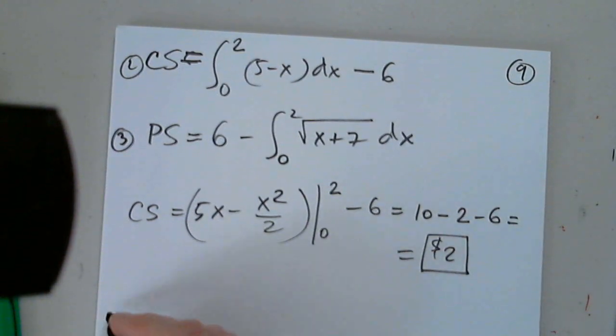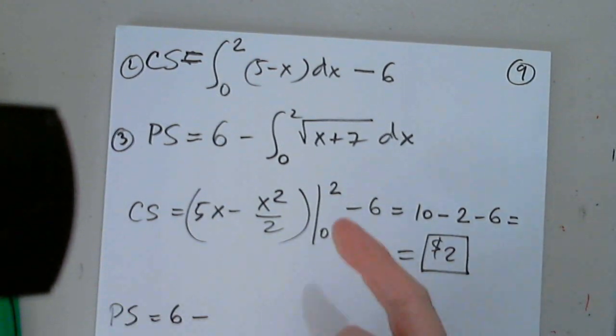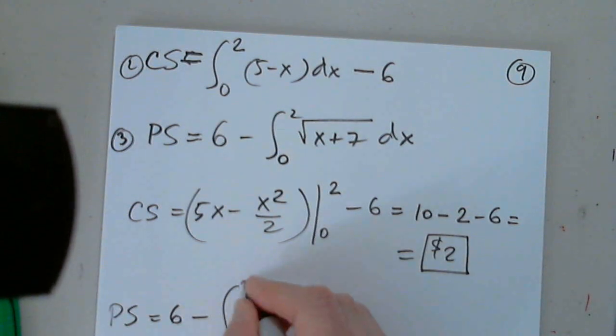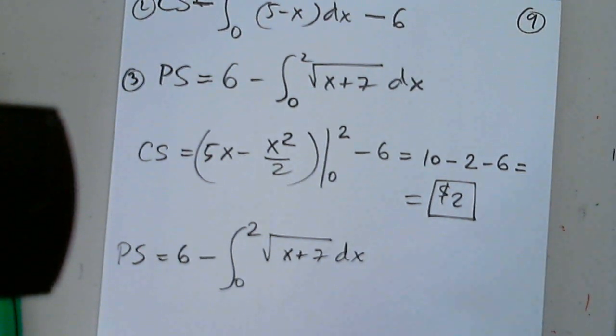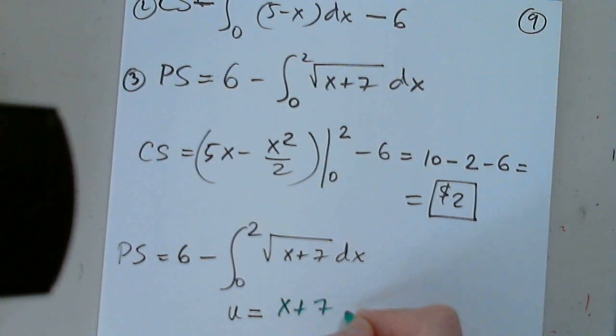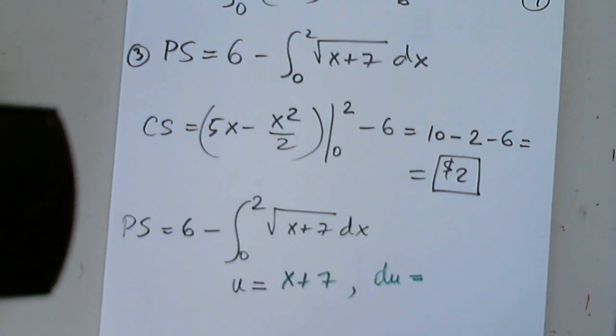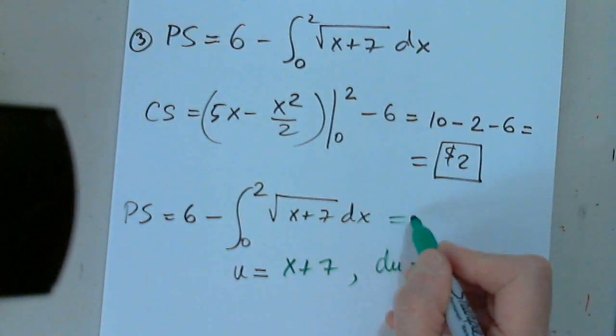Good. So now we want to determine the producer surplus, which is 6 minus the integral from 0 to 2 of the square root of x plus 7 dx. Now a substitution is, I wouldn't say required, because we can go around it, but I think it's the best thing to do. What substitution would you use? u equals x plus 7. Exactly. We need du because we cannot continue without du.